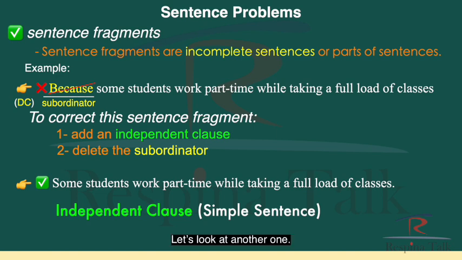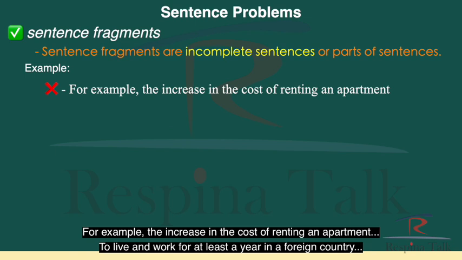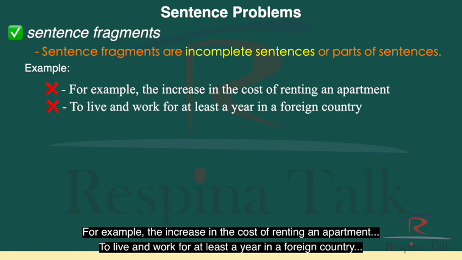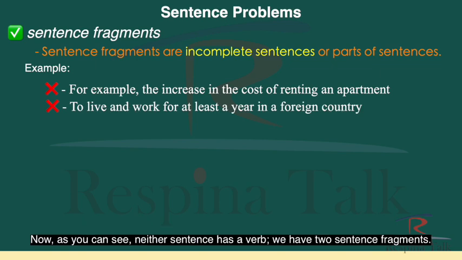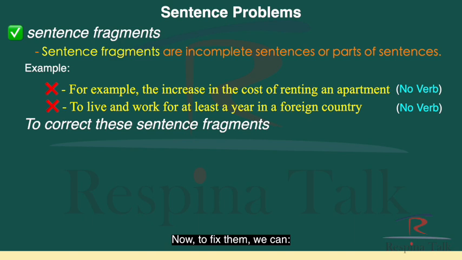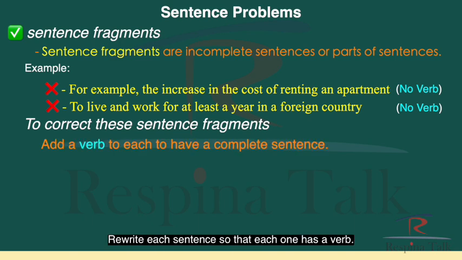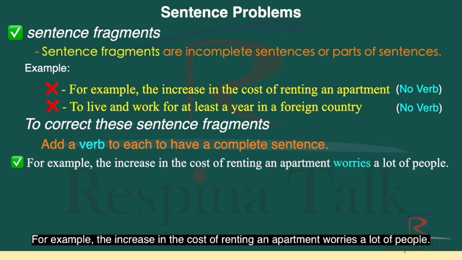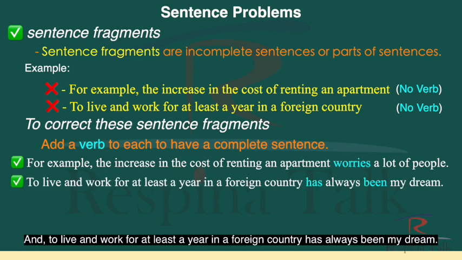Let's look at another one. For example, the increase in the cost of renting an apartment. To live and work for at least a year in a foreign country. Now, as you can see, neither sentence has a verb. We have two sentence fragments. Now, to fix them, we can rewrite each sentence so that each one has a verb. For example, the increase in the cost of renting an apartment worries a lot of people. And to live and work for at least a year in a foreign country has always been my dream.